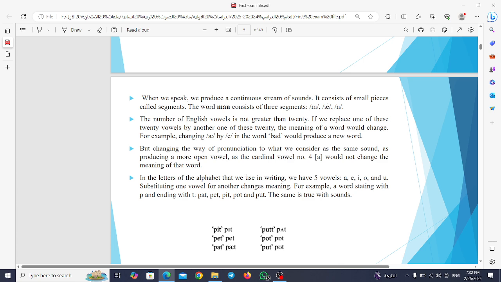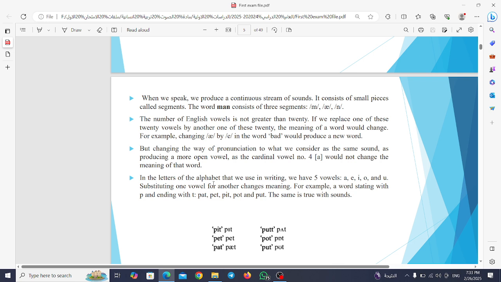The number of English vowels is not greater than 20. If we replace one of these 20 vowels by another one of these 20, the meaning of the word would change. So in the word man, if we change one phoneme, for example the phoneme m, and replace it with another, for example ran, with the phoneme r, it would change the meaning of the word. So the phoneme itself is a meaningful unit of speech, because changing one phoneme would change the meaning of the word.